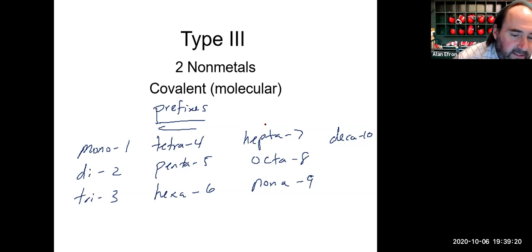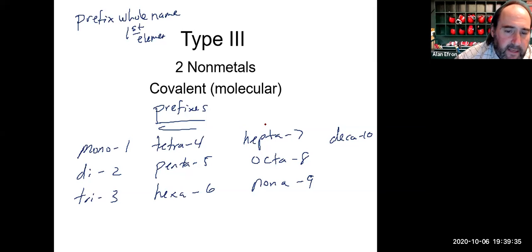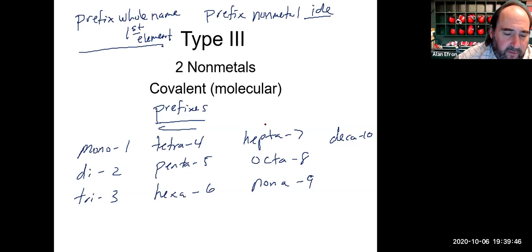So these are the prefixes, and basically, when we go to name these type 3 guys, you pretty much use the appropriate prefix and the whole name of the first element in the formula. And then you use the prefix and the nonmetal name of the second guy with the -ide at the end. So whole name of the first guy with the appropriate prefix, -ide on the second one in the formula with the appropriate prefix.